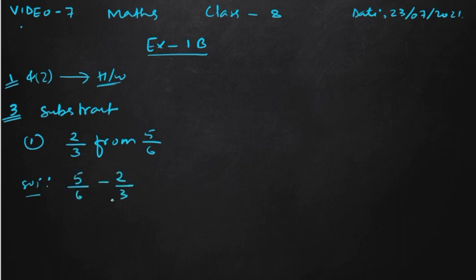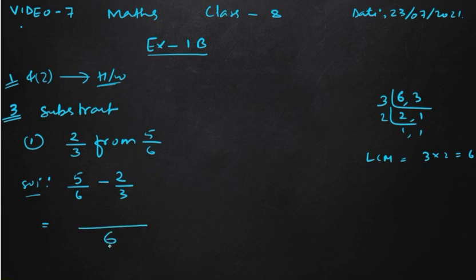To subtract it, our denominators must be the same. As the denominators are not the same, we first need to make the denominators the same. How to do this? We need to find the LCM of 6 and 3. It will be 3 times 2, so our LCM is 6. The next step is to write the denominator as 6, because the LCM is 6.